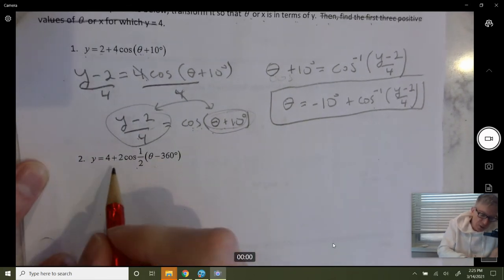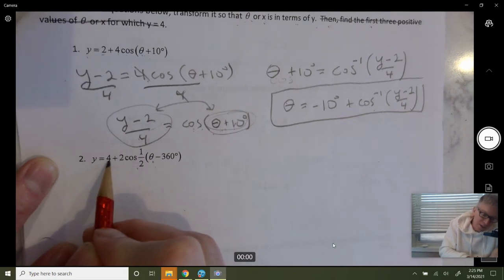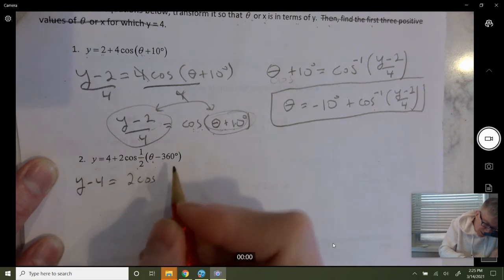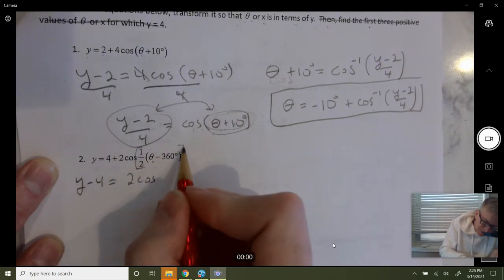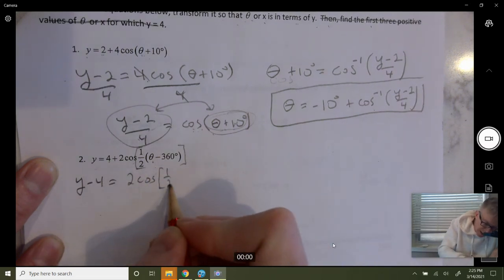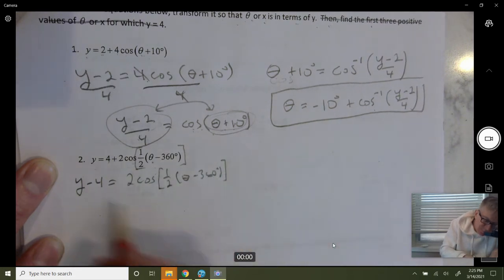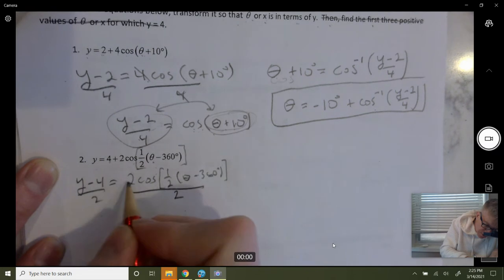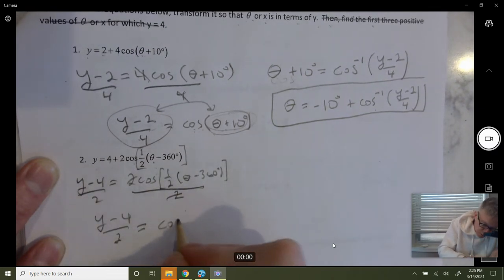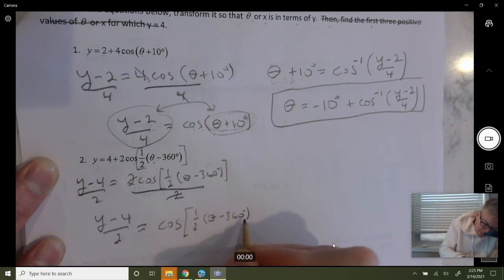Okay. This one, you want to get the theta by itself. So the first thing, we peel away from the outside this 4. We can subtract 4 from both sides. y minus 4 equals 2 cosine of, and I'm going to put an extra set of parentheses around all this because we're actually taking the cosine of the entire thing, 1/2 theta minus 360. Divide both sides by 2. That goes away. So y minus 4 over 2 is equal to cosine of 1/2 theta minus 360.